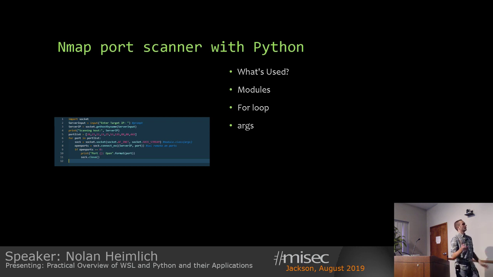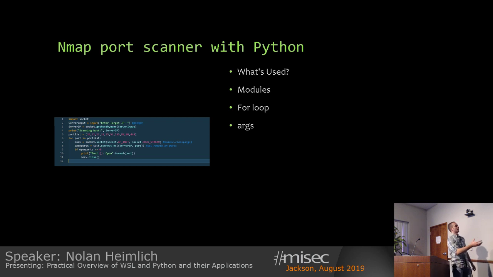In this example, I'm setting server IP. Input is target IP, so that's just pulling the IP from the user. And then socket.gethostbyname, that's like a Stack Overflow thing, I think that's what it's called. That's essentially getting the host name of the device. And then print scanning host and that server IP, so it's telling you what it's doing.